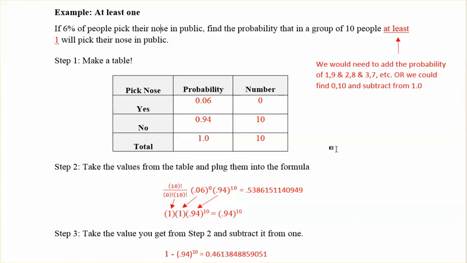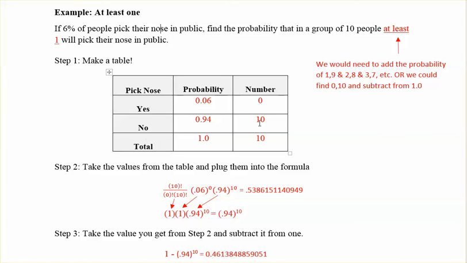So what we could do instead is find the probability for 0 and 10, and then subtract from 1. So if our probability is 0.06 and 0.94, remember, make the table. We're going to say 0 yeses and 10 no's, and find this first. So we go back to the formula before. We've got 10 factorial over 0 factorial times 10 factorial, multiplied by 0.06 raised to the number of yes, which is 0, times 0.94 raised to the 10.